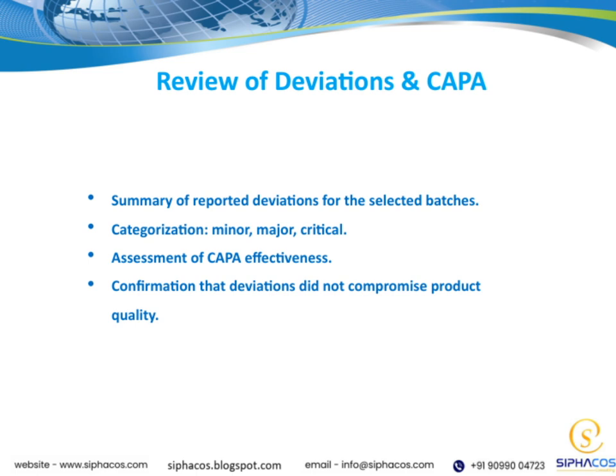Maintaining product quality is always our top priority, and this review helps us verify that despite the deviations, the integrity and safety of the product remain intact. Overall, this slide ties together our review process, highlighting how we evaluate deviations, the effectiveness of our CAPA, and the assurance that product quality is preserved. This comprehensive approach ensures continuous improvement and compliance in our manufacturing processes.